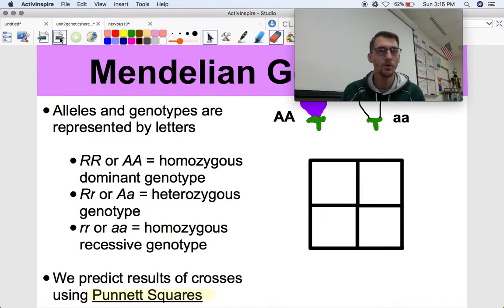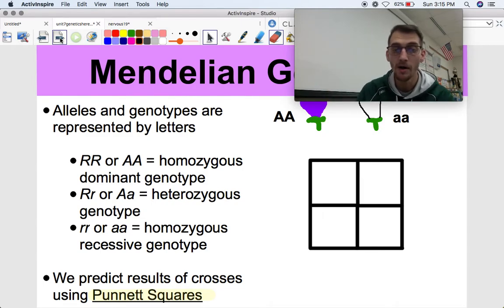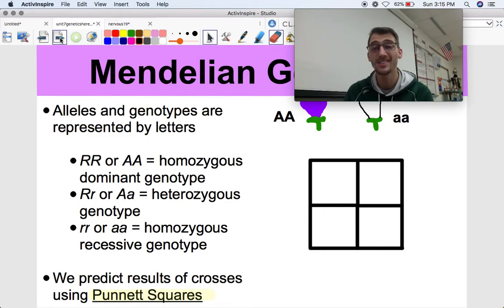Okay, alleles and genotypes are represented by letters, and we can use a Punnett square to predict results of crosses just like Mendel did using these letters here. Okay, so each pair of letters is called a genotype. If you've got two capital letters paired next to each other, those are representing two dominant alleles. And the word for that is that they are homozygous dominant, two dominant alleles.